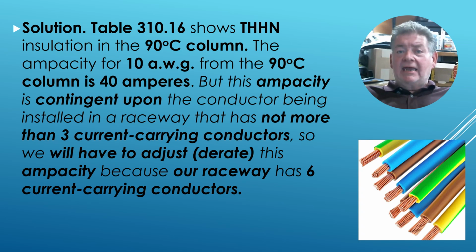So, in our example, we will have to adjust or derate the ampacity from the table because the raceway in this example has 6 current carrying conductors. The table ampacity is based on not more than 3. In our example, we're going to have 6. Even if all of those wires are different sizes, if we have more than 3 total current carrying conductors, we're going to have to adjust or derate the ampacity from the table.